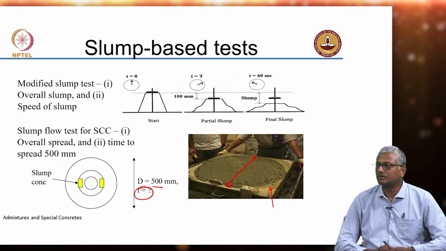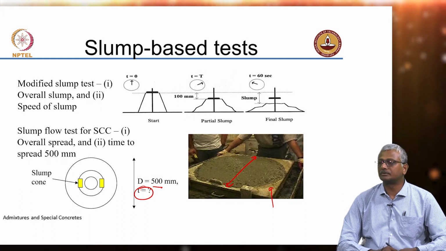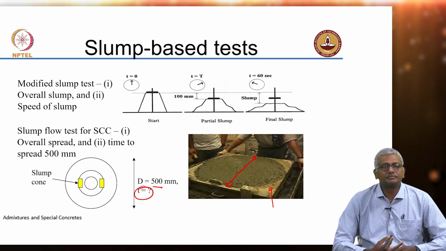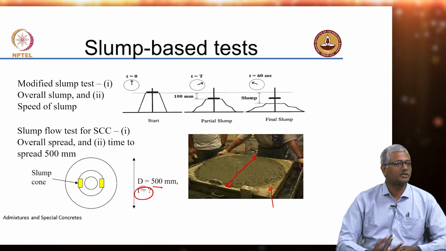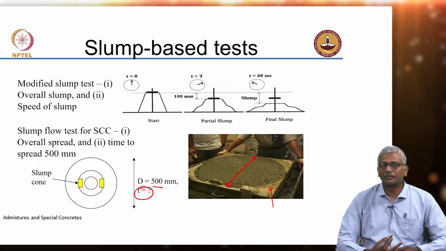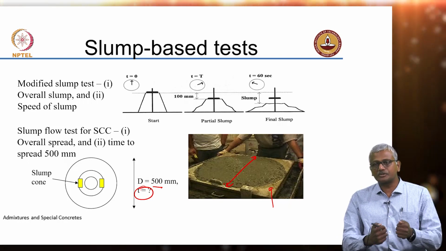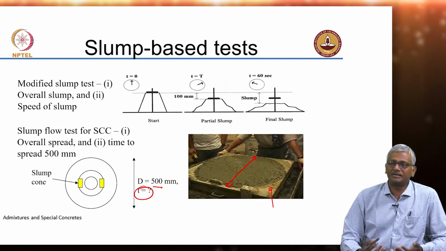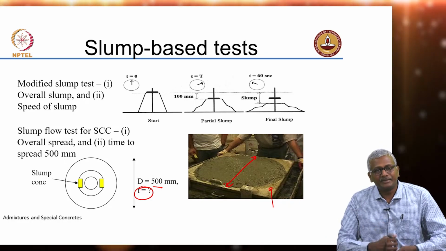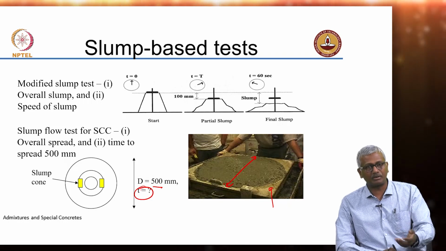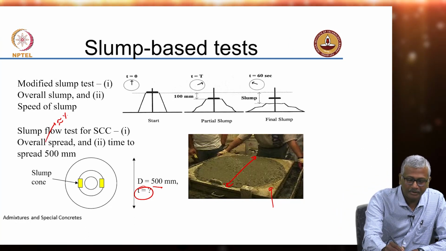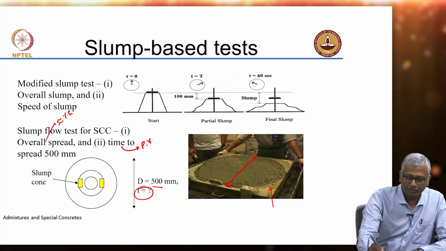In what way are these two going to provide information about rheology? What do you think these are linked to? The overall spread is linked to what? What rheological parameter do you think it's linked to? Why do you think the time is linked to viscosity? Because if you measure the time, it is indicating the speed at which the concrete is moving, and that is basically governed by the viscosity of the concrete. The overall spread is the general measure of the workability of the concrete, and that will be more linked to the yield stress of the concrete, just like slump in regular concrete is linked to the yield stress. So overall spread is linked to the yield stress, and the time is linked to the plastic viscosity.